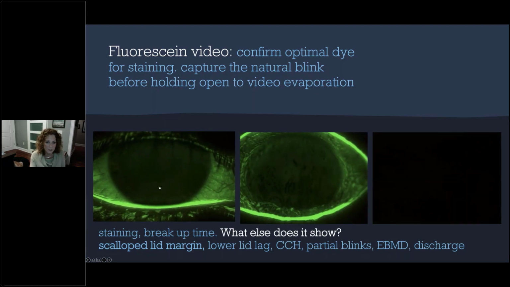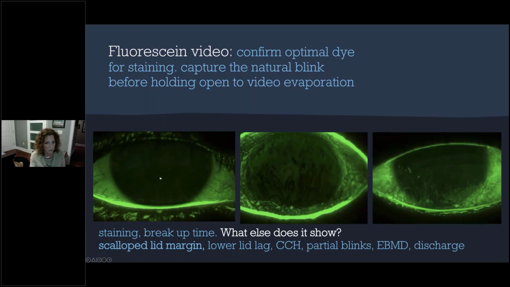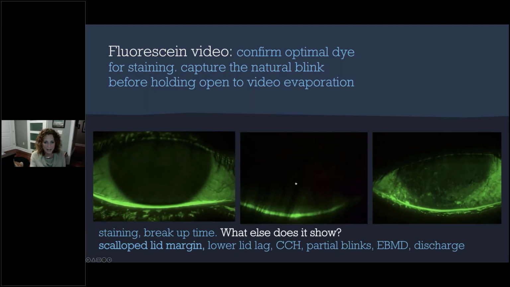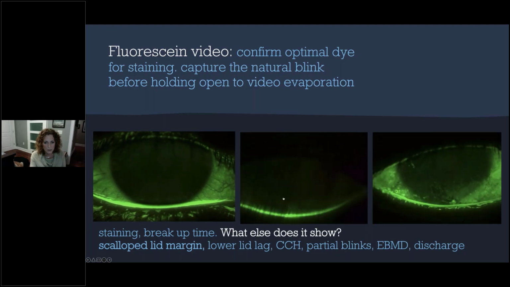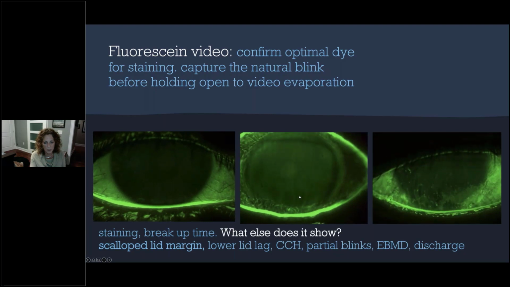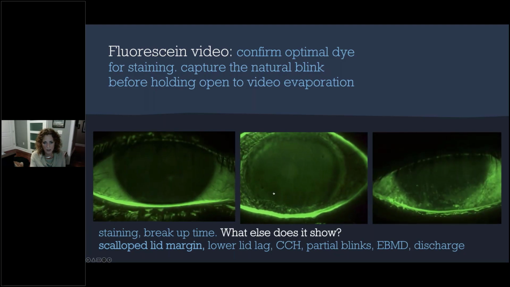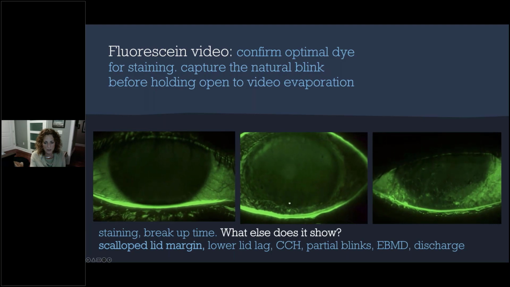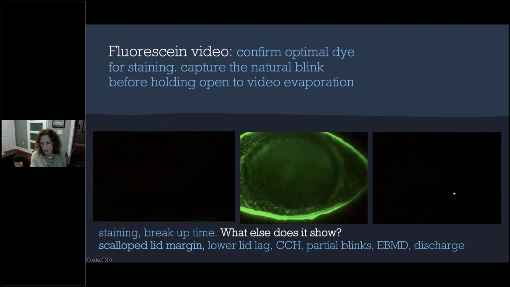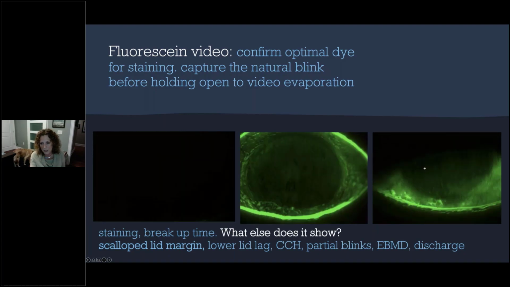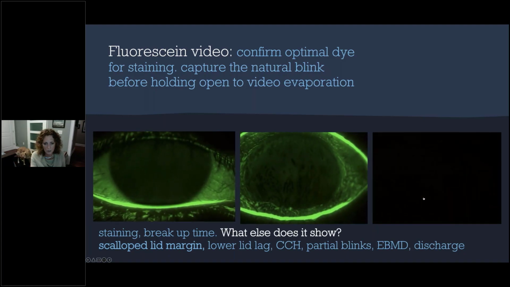So here we got some great examples. This one is pretty normal, maybe a little bit shortened breakup time, but not bad. And then here in the middle, you see we've got exaggerated blinking, but we've got a very quick breakup time. As soon as they open, those tears are not spreading well to begin with, but then we see the breakup happening. And then here, obviously, we've got inferior conjunctival staining. You can also see all the debris in the tear film.